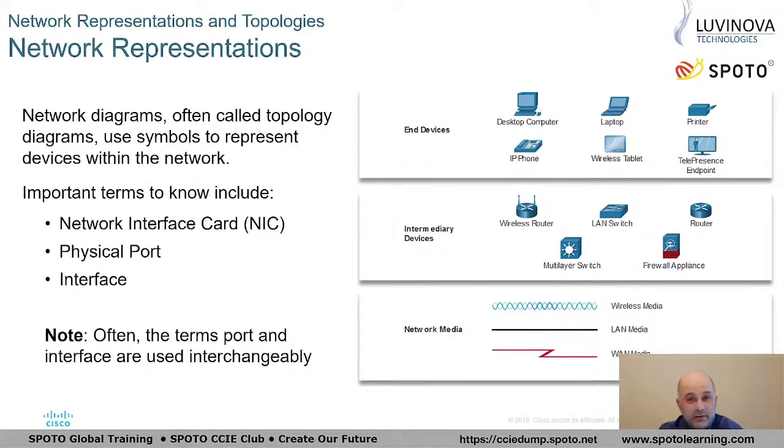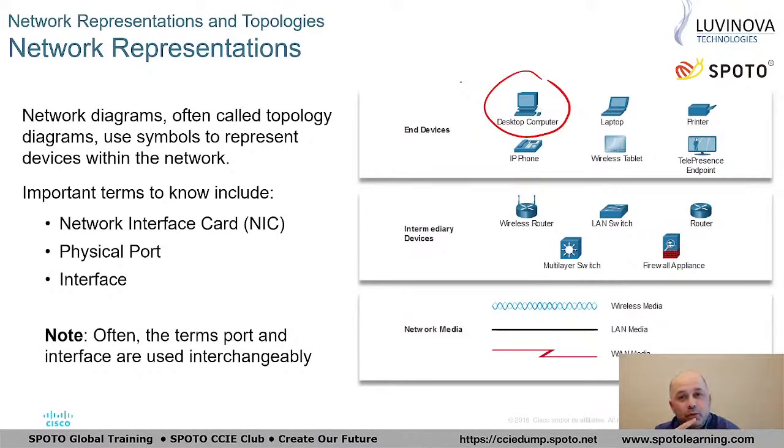We have end devices in the network representation. We have intermediate devices, we already talked about it, and we have network media. So, end devices are formed by desktops, laptops, printers, iPhones, IP phones, wireless tablets, telepresence, and endpoints. But the most important thing, guys, as I already explained, an end device is one where everything that stays behind it is the user. So your phone, if you connect your phone to the wireless, your phone becomes an end device.